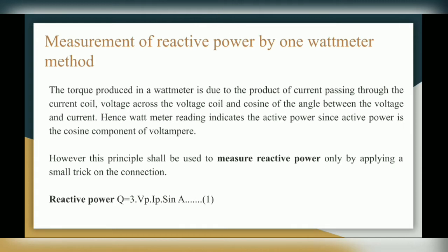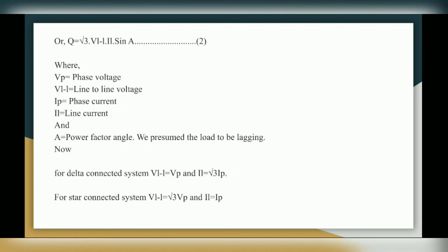So reactive power formula is Q is equal to 3 Vp Ip sin A, or Q is equal to root 3 VL Ll IL sin A, where Vp is phase voltage, VL to L is line to line voltage, Ip is phase current, IL is line current, and A is power factor angle. We presume the load to be lagging.